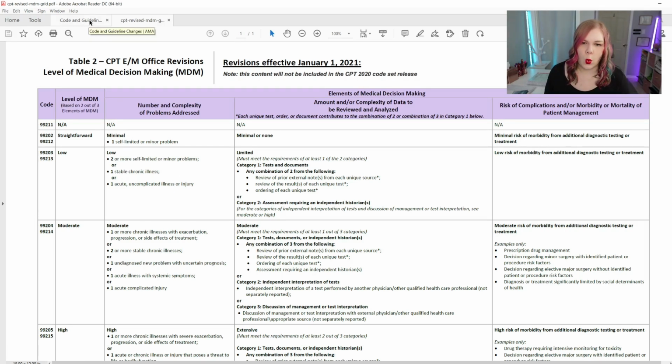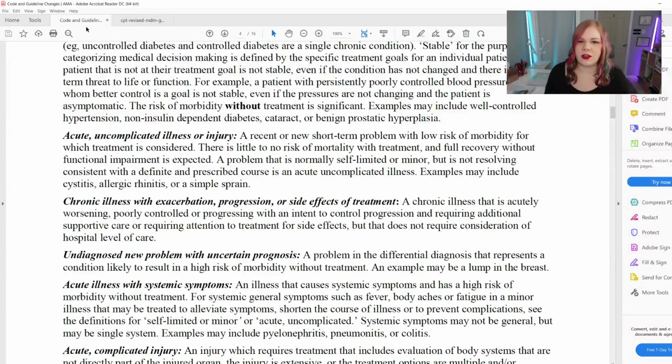So just 1 stable chronic illness will meet that criteria. Or it could also be 1 acute uncomplicated illness or injury, which sounds kind of confusing. You might think, well, what's the difference between a self-limited problem and an acute uncomplicated illness? So we have a definition here. An acute uncomplicated illness or injury is a recent or new short-term problem with low risk of morbidity for which treatment is considered. There is little to no risk of mortality with treatment, and full recovery without functional impairment is expected. A problem that is normally self-limited or minor but is not resolving consistent with a definite and prescribed course is an acute uncomplicated illness. Examples of this may include cystitis, allergic rhinitis, or a simple sprain.